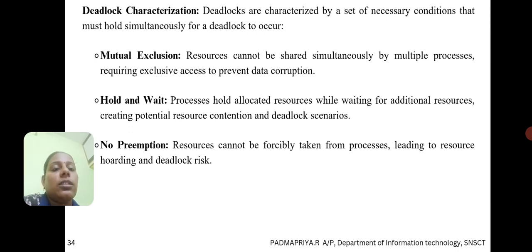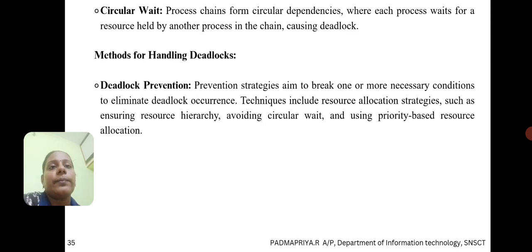Third, no preemption. Resources cannot be forcibly taken from processes, leading to resource holding or deadlock risk. Then last, circular wait. Process chains form circular dependencies where each process waits for a resource held by another process in the chain, causing deadlock.